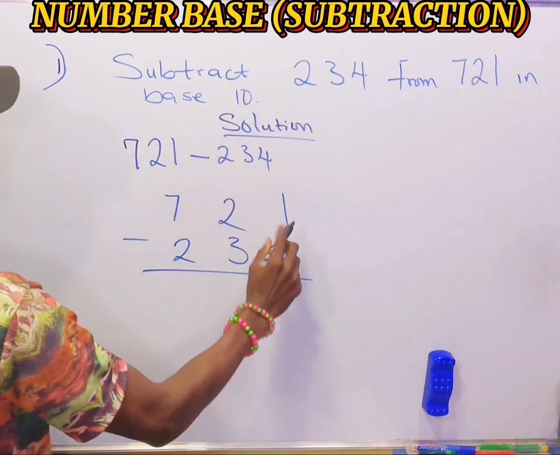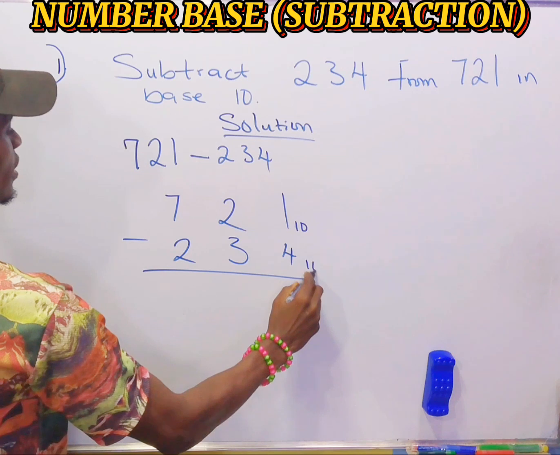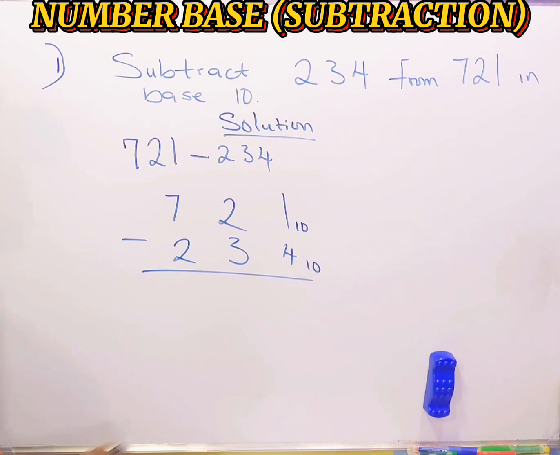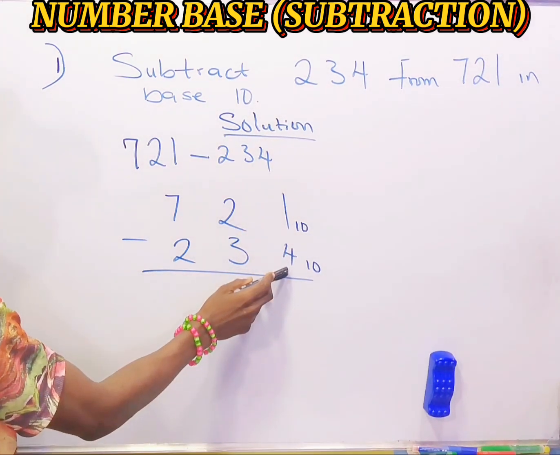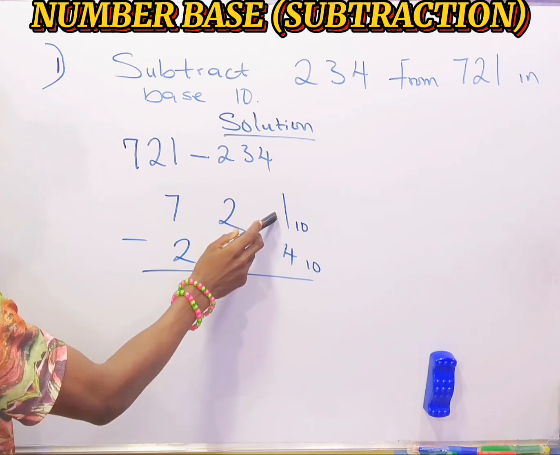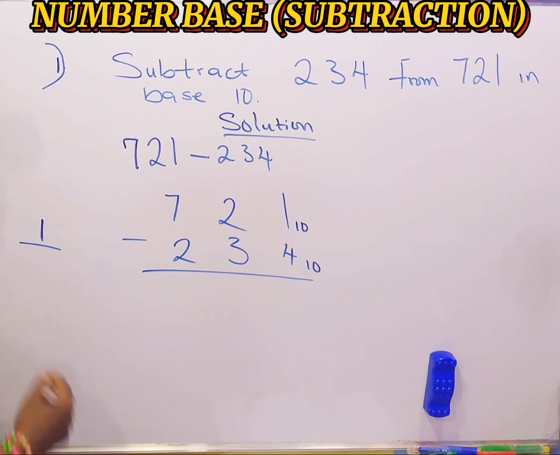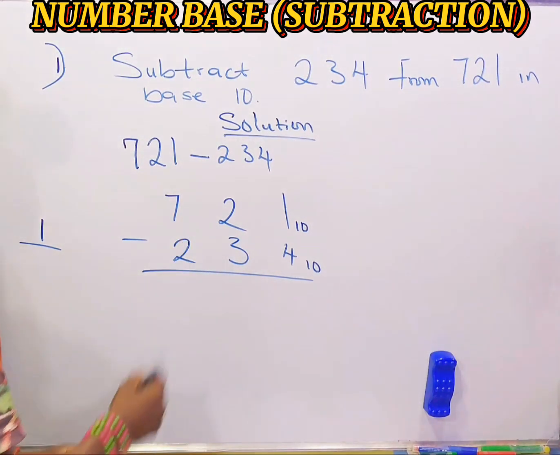Subtraction in base 10. Base 10 means you're counting from 0 to 10. Now, 1 minus 4. We can't take away 4 from 1. From 1, can we get 4? No. Since we can't take away 4 from 1, we'll go to the next number, which is 2.